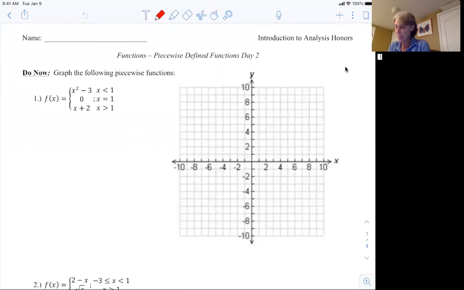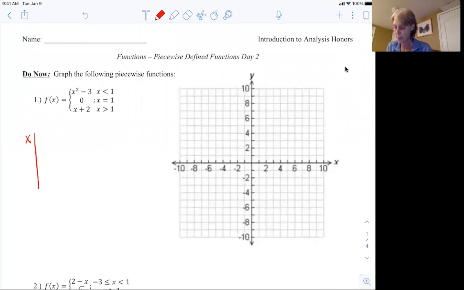So we have f of x equals x squared minus 3 when x is less than 1, 0 when x is equal to 1, and x plus 2 when x is greater than 1. When we go to graph these, remember from yesterday, we want to set up a table for each piece. There's 3 pieces here, so we're going to have 3 tables.